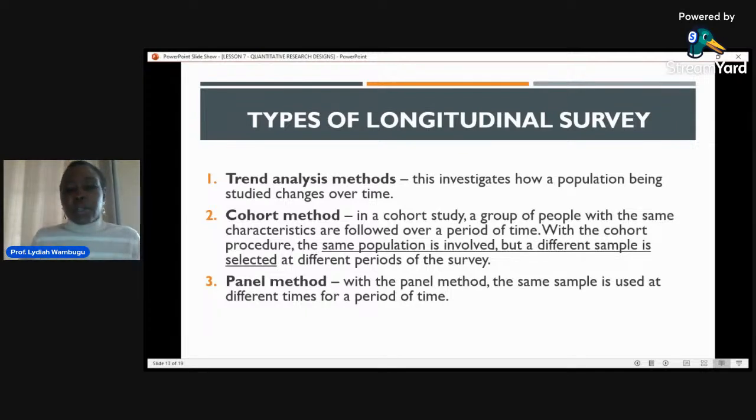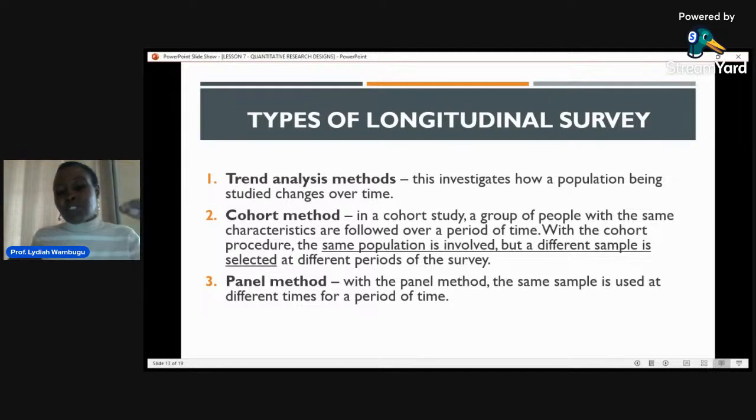Now, with the cohort method, which is similar to the trend, the same population is involved, but a different sample. So people who have enrolled for BEd Arts, for instance, in the academic year 2023-2024. So there were 1,000 of them. So you pick a sample this particular time, then after maybe another time, you pick another sample from the same population. So you are using the same population, but a different sample is selected at different periods of the survey.